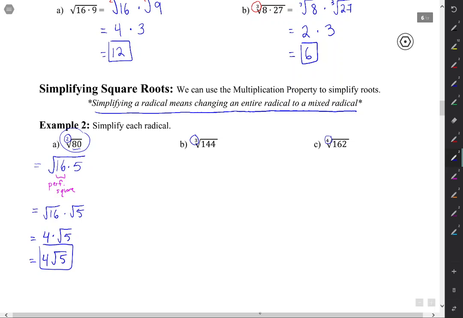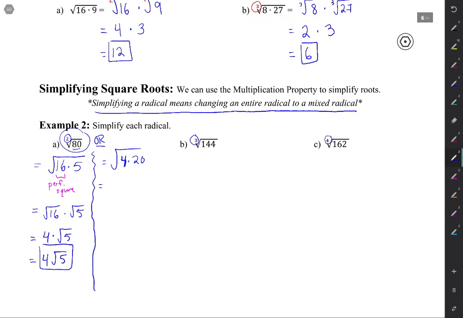Now, there are multiple ways you can approach these questions, because in this first step there is another perfect square that divides into 80, but regardless of how you do this, you will get the same answer. So I'm just going to show you the second method that you could use here. We could have split 80 up into 4 times 20, because 4 is a perfect square. So we know we can take the square root of 4.